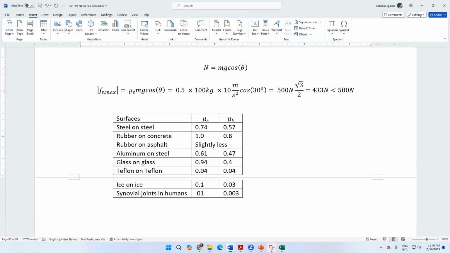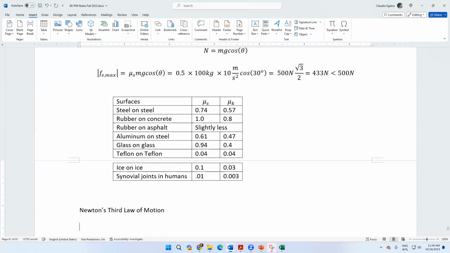And I want you to do some problems on that. And what I want to do now is Newton's third law of motion. There are many examples that you can get for forces and acceleration. What's Newton's third law?